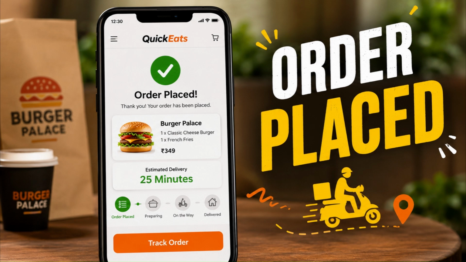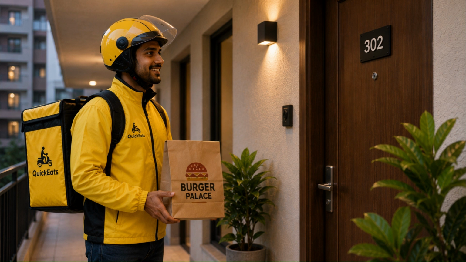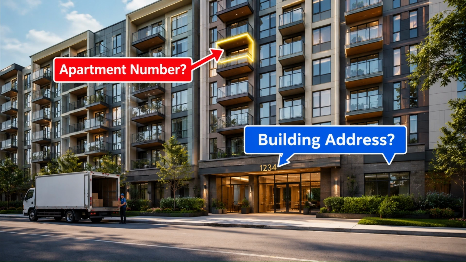Imagine you're ordering food online. You place your order. A few minutes later, the restaurant receives it. The delivery partner picks it up, and somehow the food arrives exactly at your door. How did the delivery partner know where to deliver it?